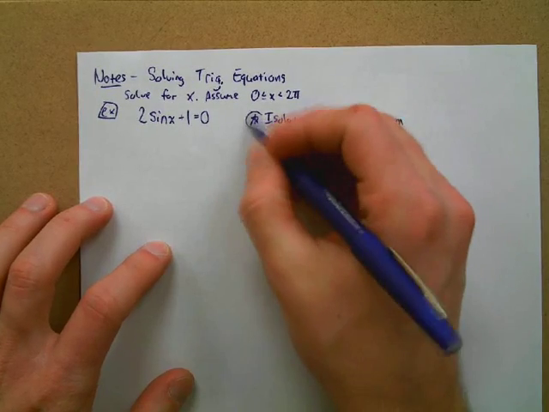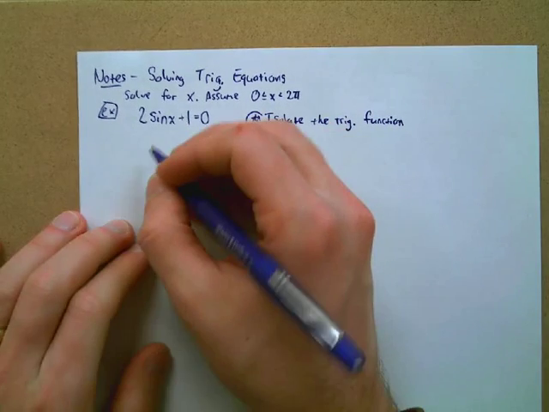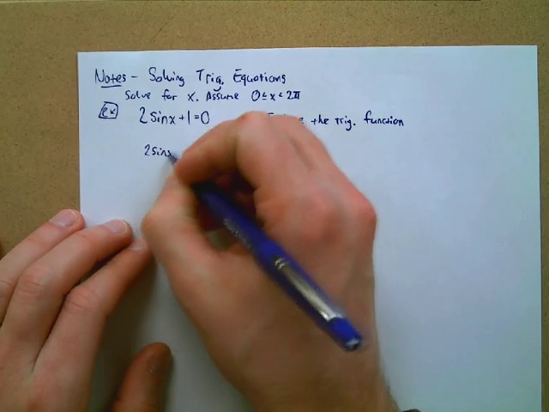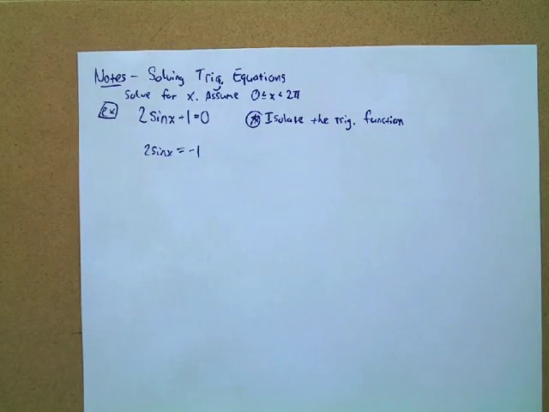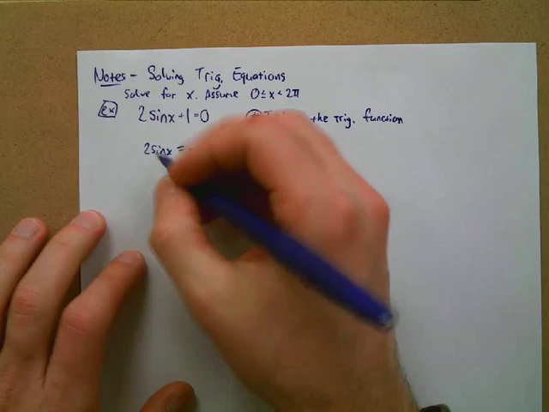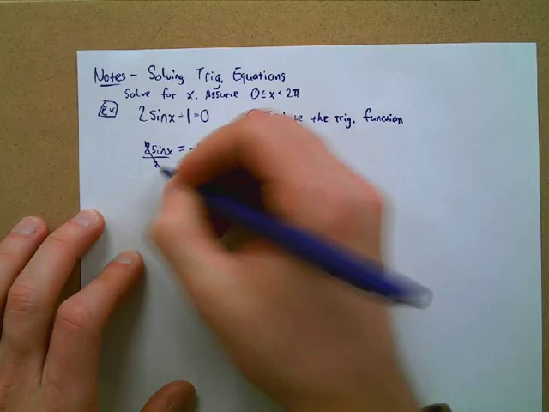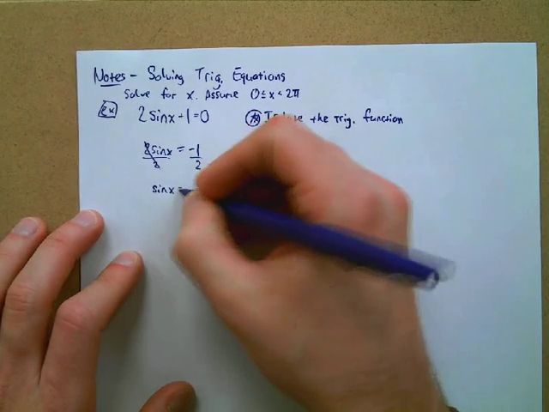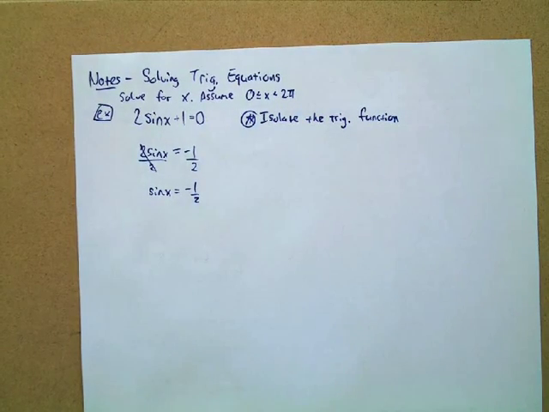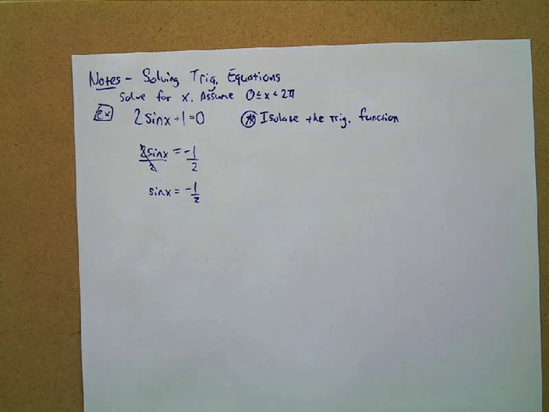So we'll subtract 1 from both sides. Divide through by 2. And sine of x equals negative 1/2. And so then we want to know when does sine of x equal negative 1/2. For what radian measures does sine of x equal negative 1/2.